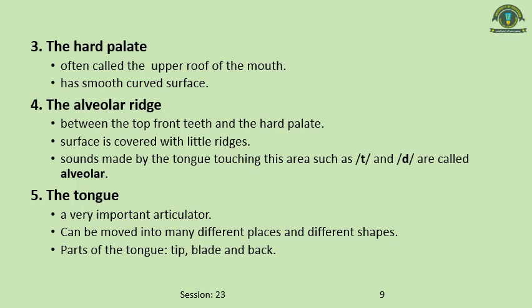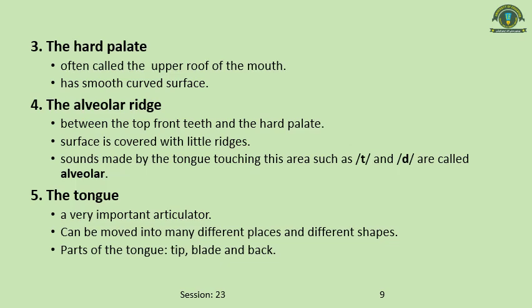Our fifth main articulator is the tongue. As I told you time and again, it's the most important articulator. It is the most active articulator, and it can be moved into many different places and different shapes. When we are just listening to someone, the speaker is in front of us, and we are primarily concerned with the lips, or sometimes teeth, or sometimes the tongue. The tongue is also all the time inside our mouth. Sometimes we can see it, but mostly we see the lips or sometimes teeth. So we must not ignore the most important articulator, the tongue, which plays a significant role in the production of speech sounds. It can be moved into many different places and different shapes.